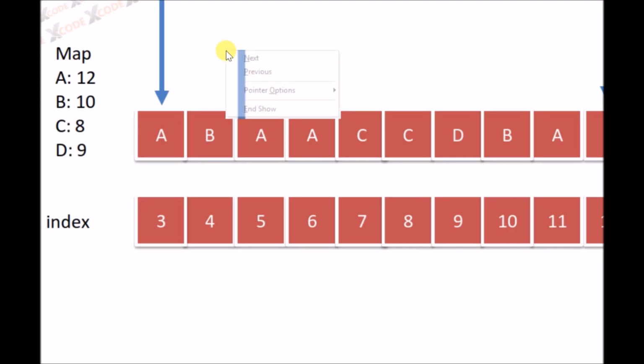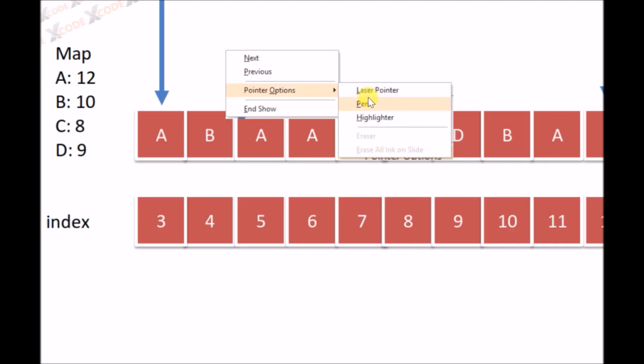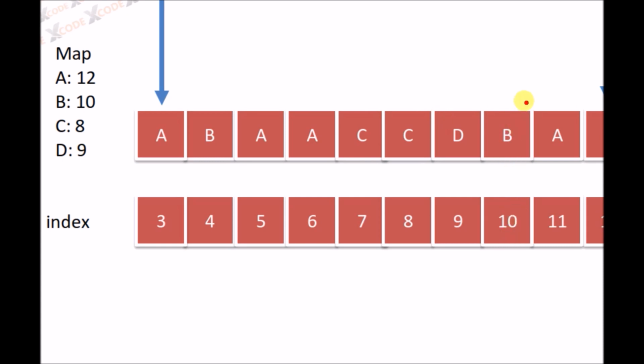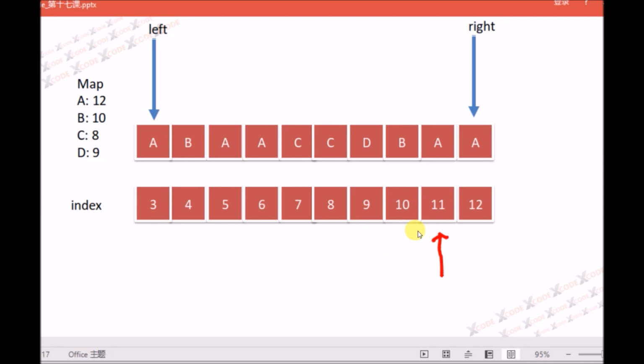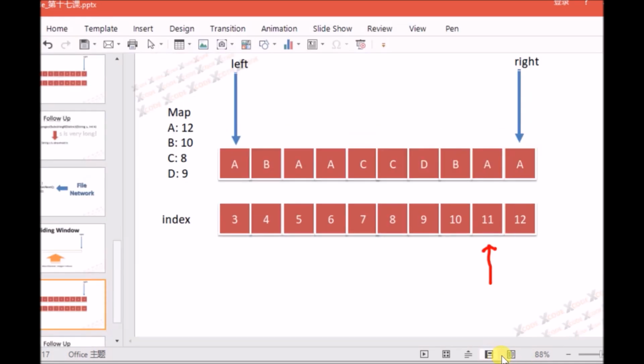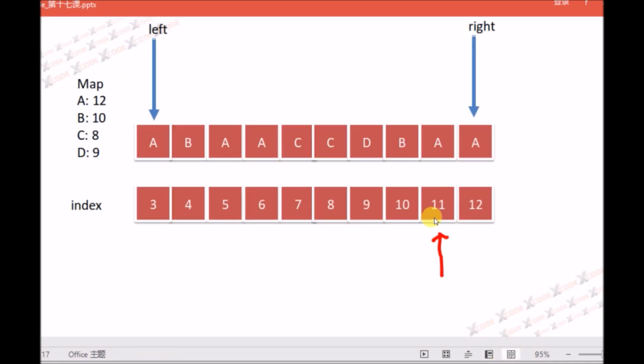Okay, so if we are looking at B, and the left here is pointing to 11, so basically the count of B becomes 0, right? The count of B becomes 0, okay? Anyway, basically it's equivalent to the count becoming 0.